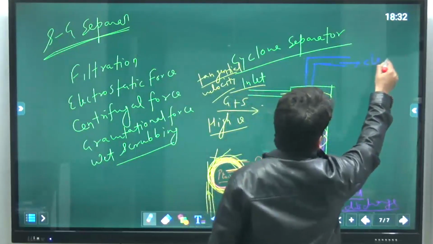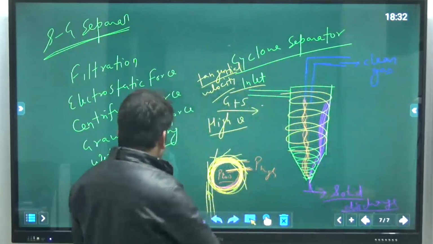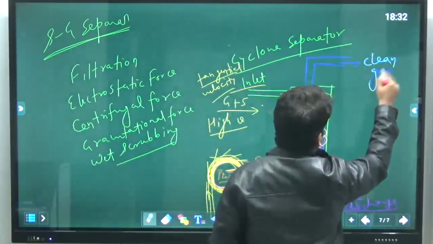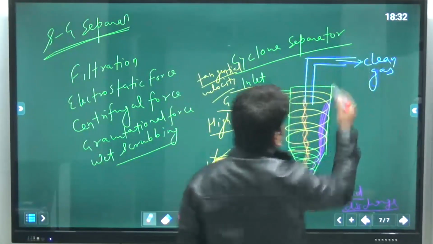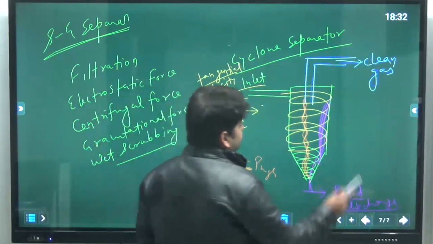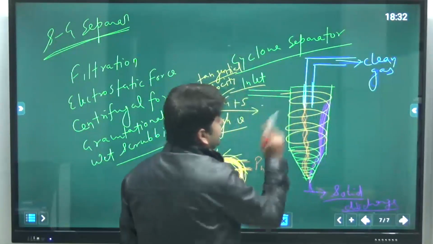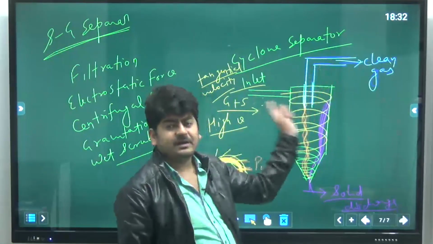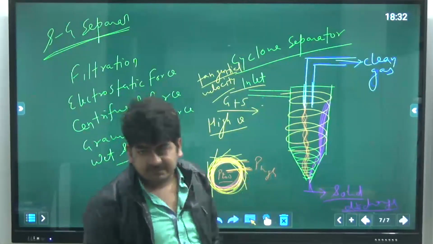For the separation of clean gas. Okay, and I will make sure that the depth of this pipe is below the inlet pipe, because otherwise all the gases will short circuit and bypass directly. Okay, so that's how the separation takes place in this.